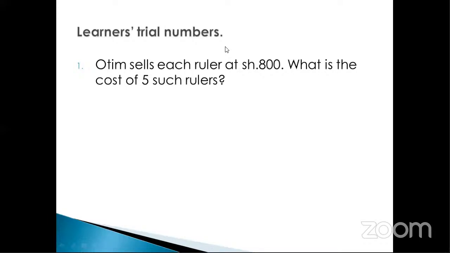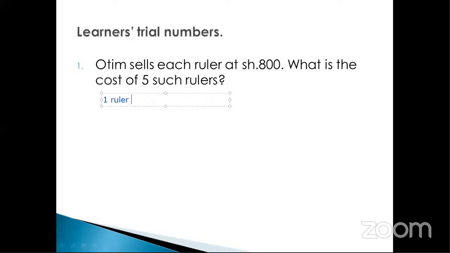So members, if you have been hearing your friend, I hope the answer is not different from what you have got, but we can do it here together. So here they are trying to tell us each ruler. So each ruler here means one ruler. Here you are working out, members. Here you are answering the question.